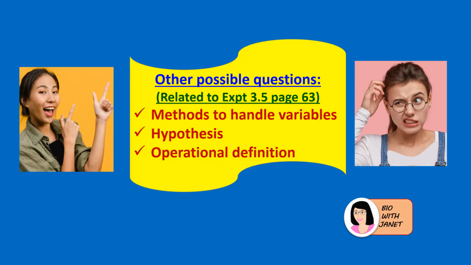Let us go on to other possible questions related to this experiment on osmosis, which is also related to experiment 3.5, page 63 of the textbook. So we're going to find out how to explain the methods to handle the variables, how to state the hypothesis, and then how to state the operational definition for a particular scientific term. So you're going to learn the secret techniques and even how to remember them. So stay tuned. Okay, let's continue.